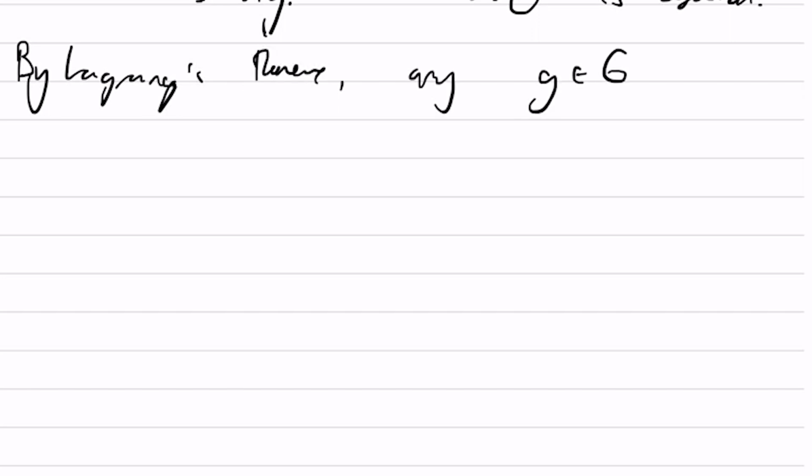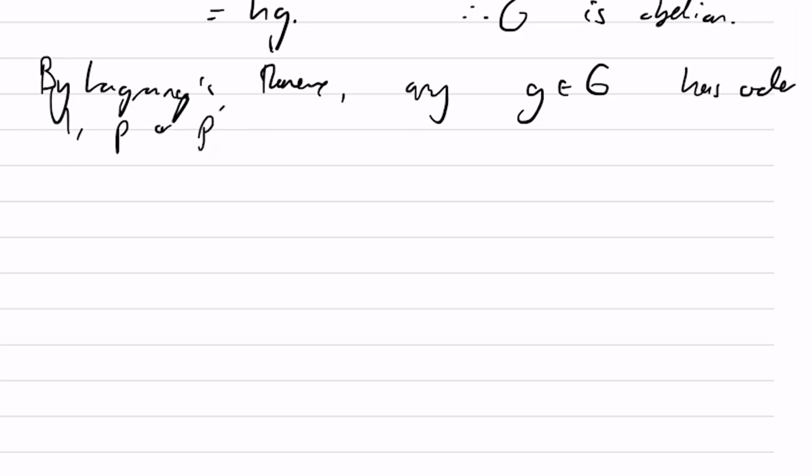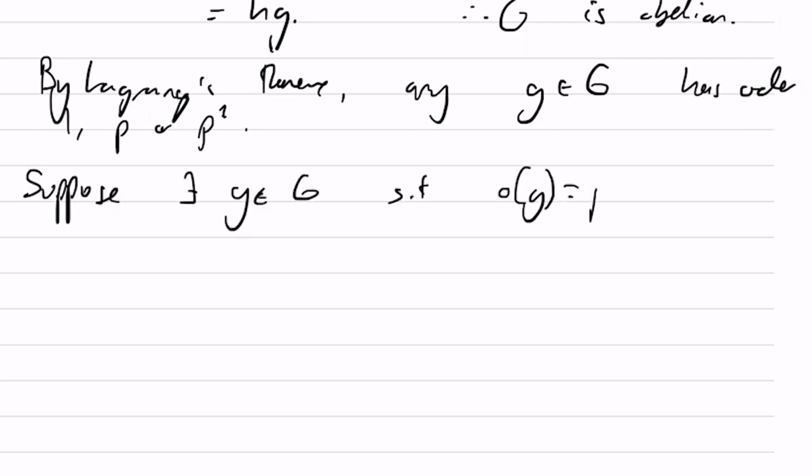Now, by Lagrange's theorem, any g in G will have order 1, p, or p squared. We now have two possibilities. Suppose there is a g in G such that its order is p squared. Well, if we have that, then the subgroup generated by g is a group of order p squared, and therefore it is the whole group G. Therefore, G is isomorphic to the cyclic group of order p squared.